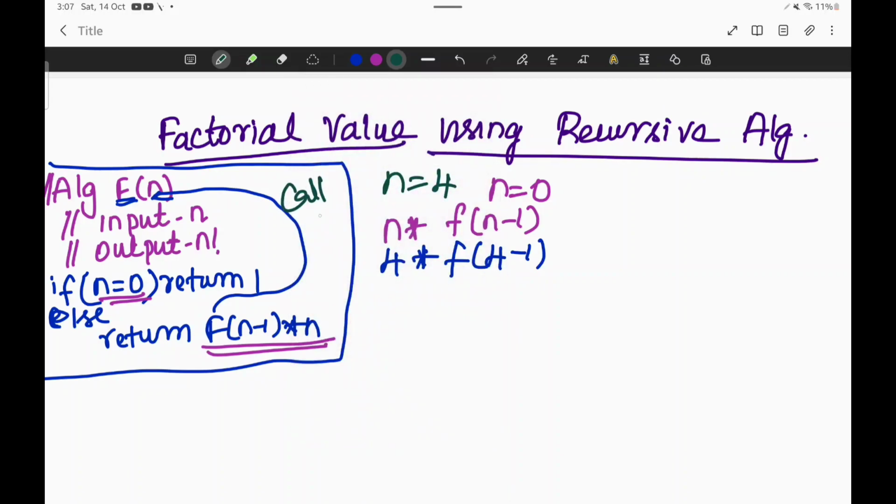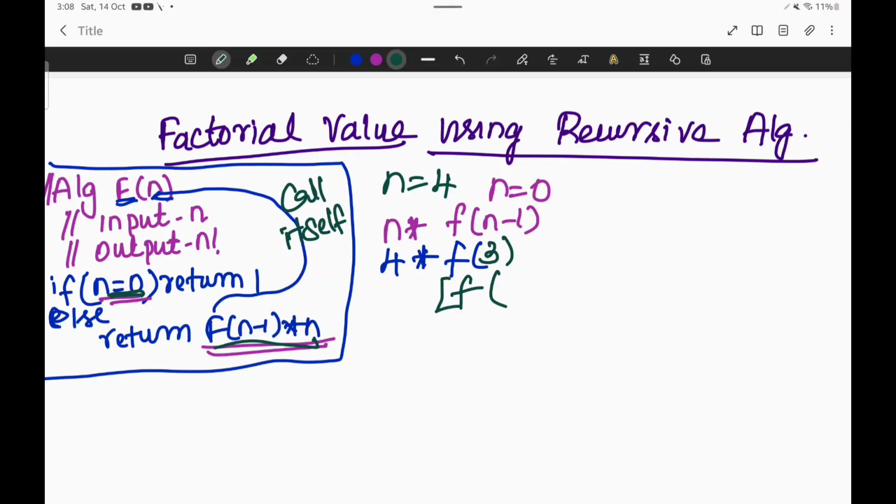So 3 is the current value of n, and it calls itself with the value 3. N is equal to 3, so we need to check the base value. Base value means the function calling itself will stop when n is equal to 0. Now n is equal to 3, not 0. So again it will call f of n minus 1 into n, or else you can write it as n into f of n minus 1. Both are correct. In the algorithm I have written f of n minus 1 into n; in the example I have written n into f of n minus 1.